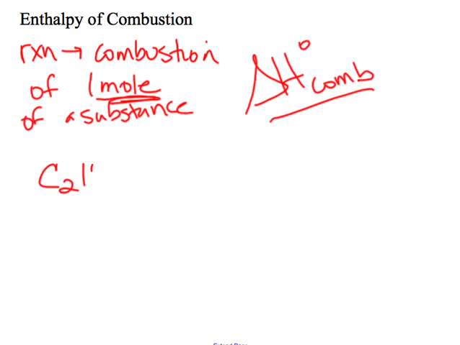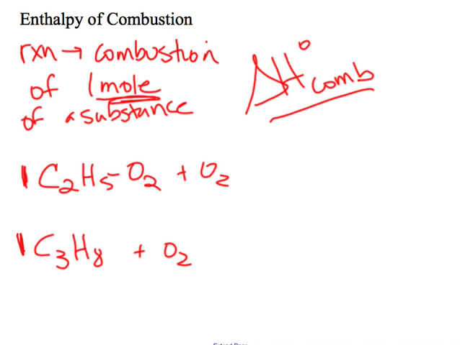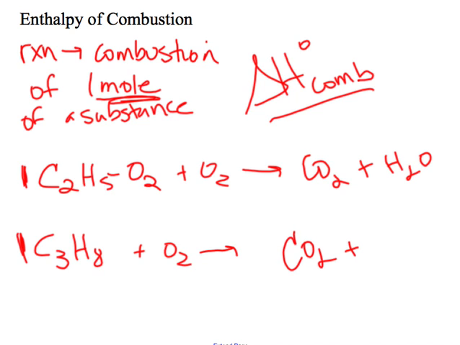Ethanol is C2H5OH, and then propane is C3H8. Propane is C3 what? H8. So we're going to combust these. For them to be true combustion definitions, we need to combust just 1 mole of them. So that 1 has to stay there. And so we make CO2 and H2O in both cases. And then we're going to balance this.